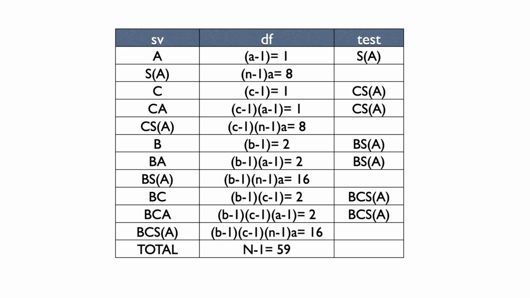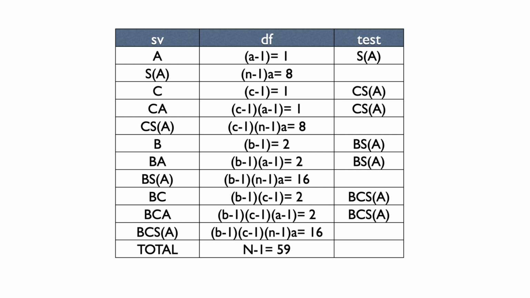All right. Well, A is easy, A minus 1. Good. C and B are also easy. So far, let's just do the single terms by themselves, and then work with the interactions. S within A is n minus 1 times A. Well, I said there were 10 subjects, right? So 10 minus 1 is 9, times 2 is 18. Okay, that's good. And it's all worked out here for how to do the rest of it.